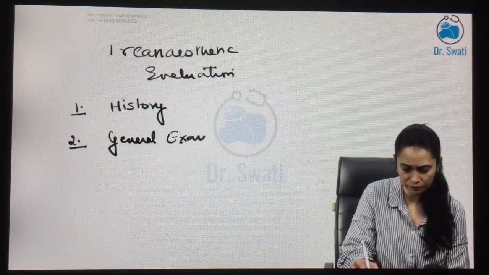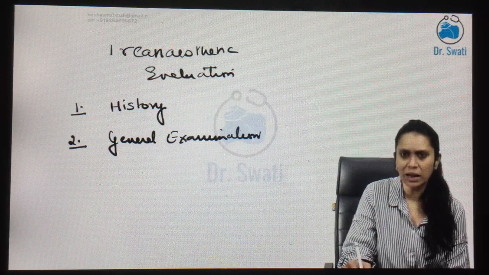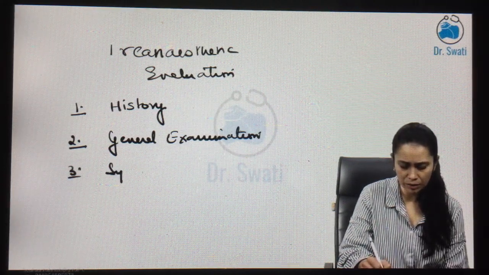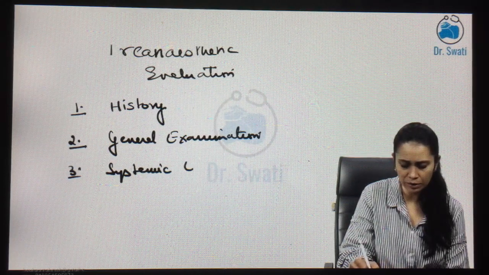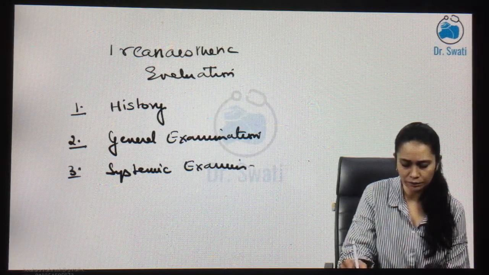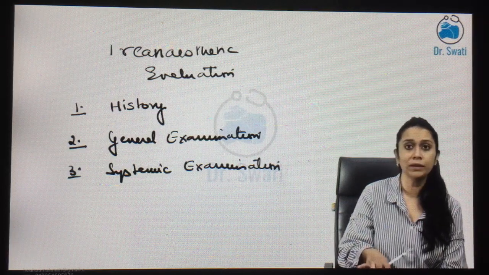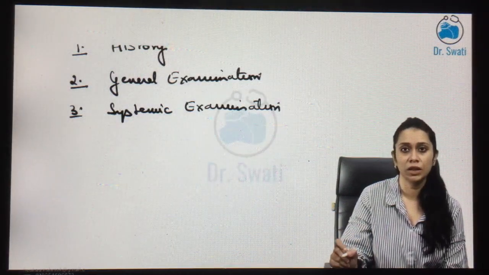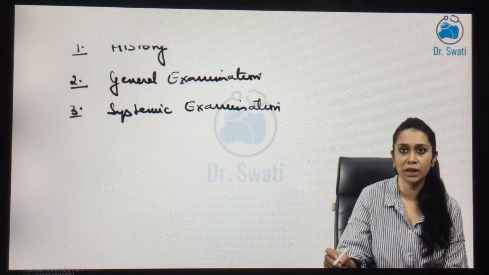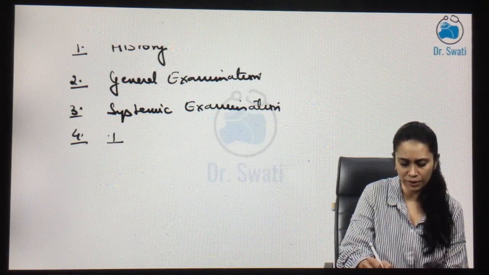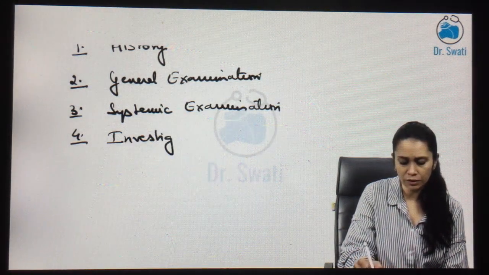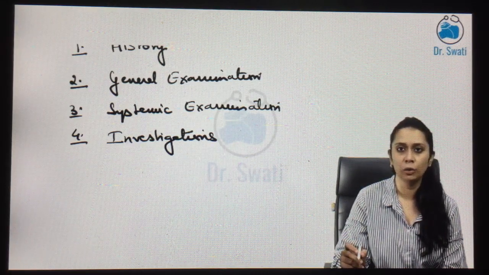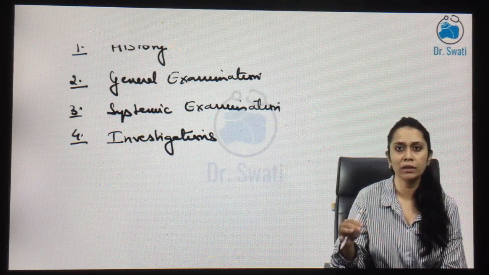Then we do a general examination, routine general examination like any other. Then we do a systemic examination. After doing systemic examination, we see some routine investigations of the patient. After seeing these investigations, the first thing we do, we assign an ASA grade, American Society of Anesthesiologists grading.